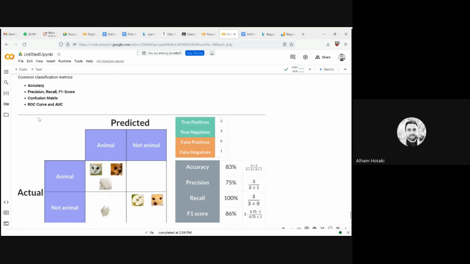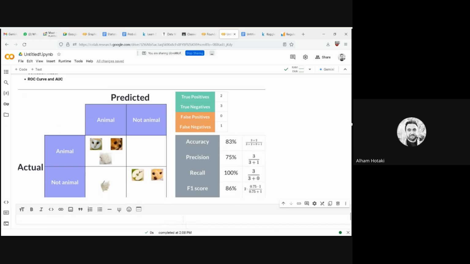So now all these scores, precision, recall, F1 score, everything is about the confusion matrix. How many true positives do we have? 2 true positives. True negatives we have 3. False positives we have 0. False negatives we have 1. What is accuracy? Accuracy is the true positives plus true negatives divided by the sum of true positives, true negatives, false negatives and false positives. So this is the accuracy of the model. Do you remember that one? That's 83%. It means the model is 83% accurate.